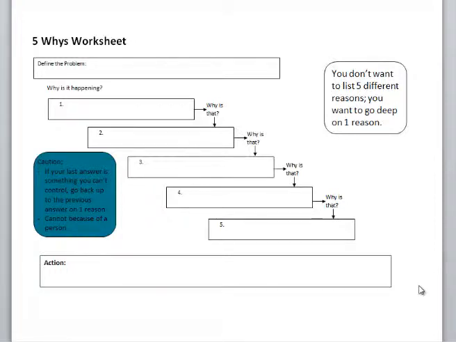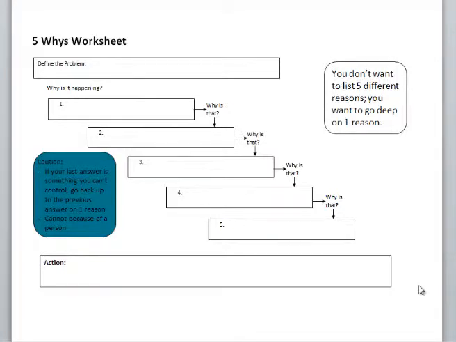Let's take a look now at a potential problem. Here's a problem statement. We delivered product to our customer on the due date, and we didn't go over budget, but they've told us they're not going to hire us again. First question, why won't they hire us again? The answer: the product we delivered did not meet their expectations. Why number 2? Why didn't the product meet their expectations?